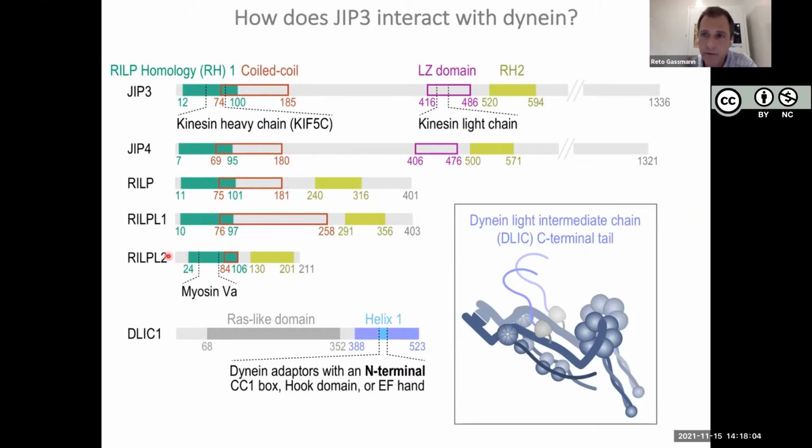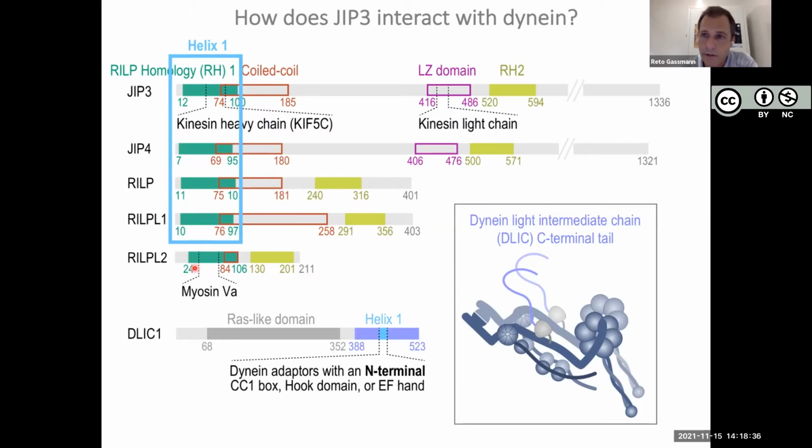And so we did these in vitro binding assays, and we found that this helix 1 was required and sufficient to bind to the N-terminal RILP homology, this RH1 domain. And this was the case for JIP3, JIP4, RILP, and RILPL1. We did not find any interaction with RILPL2, which makes sense because this is an adapter for the actin-based motor myosin Va.